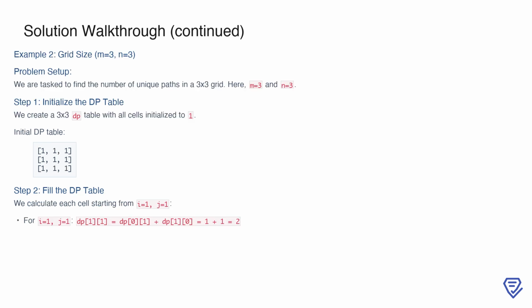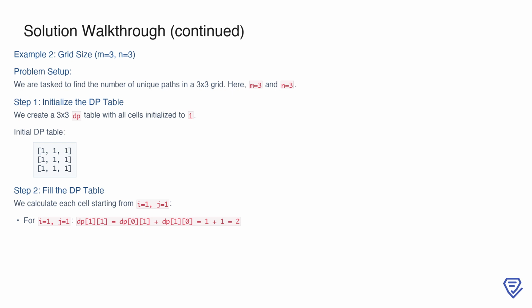Let's now consider a slightly larger grid, a 3x3 grid, where both m and n are 3. As before, we start by initializing a dp table with all cells set to 1, since there's only one way to reach any cell in the first row or first column. The initial dp table looks like this: 1, 1, 1, 1, 1, 1, 1, 1, 1. Using the same approach, we calculate the number of unique paths to each cell starting from row 1, column 1.